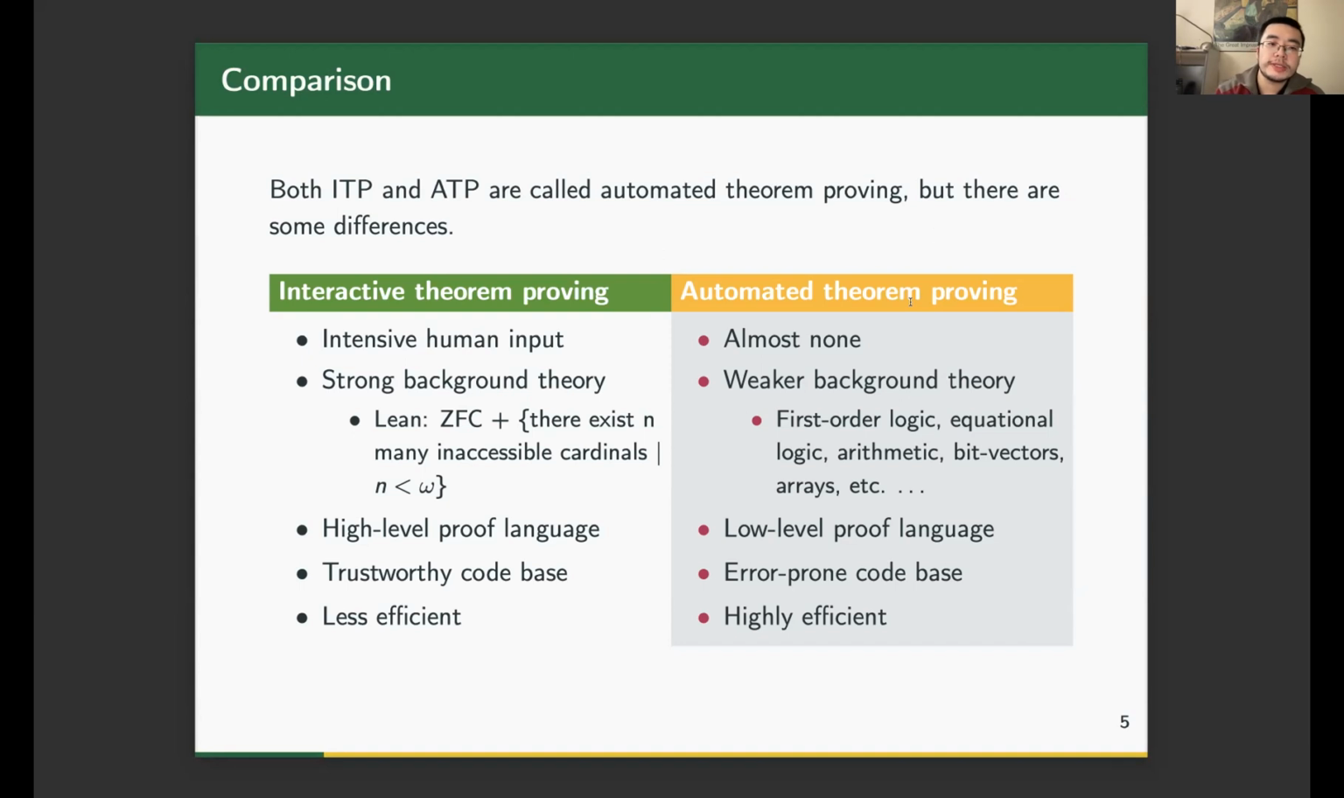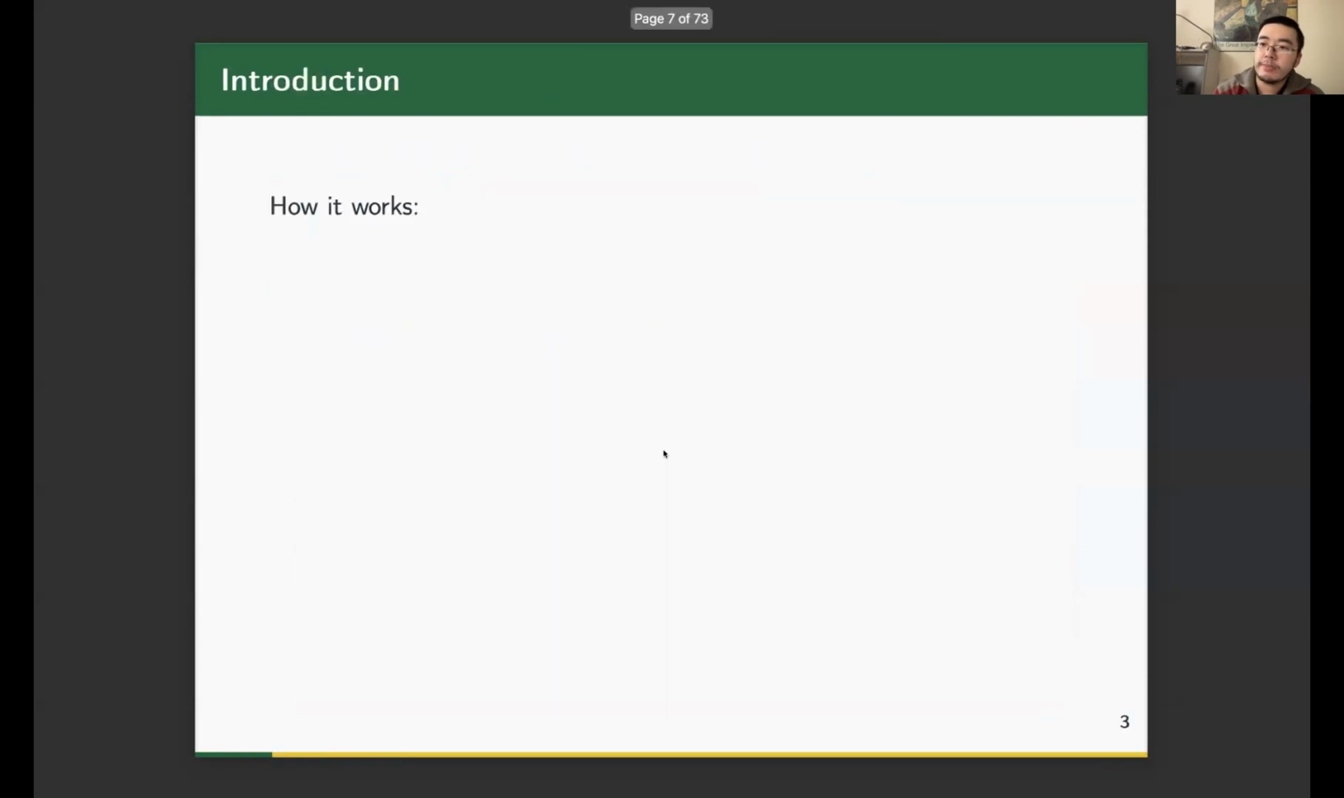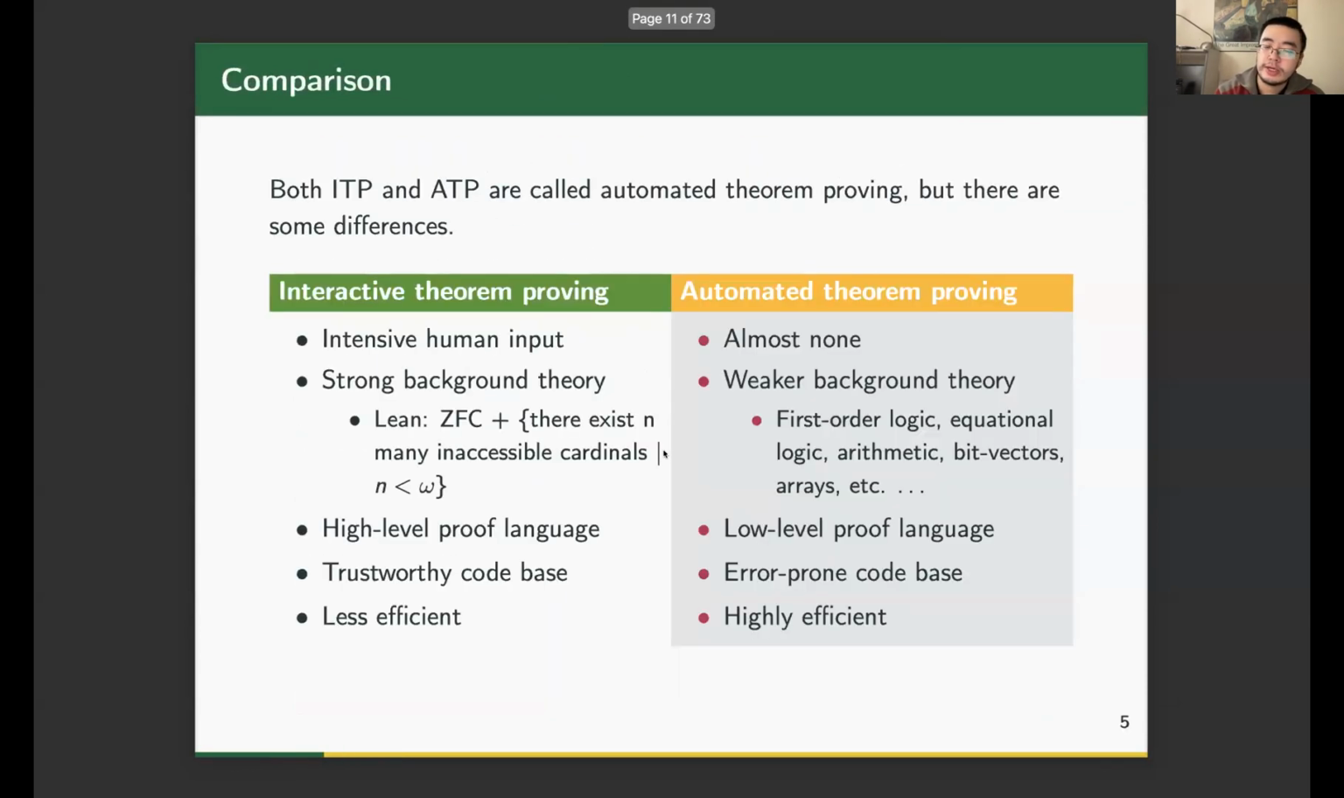So the third point is that in interactive theorem proving, we have this kind of high-level proof language, just as what we saw here. You can see that there are keywords, there are relatively readable proof scripts. But in automated theorem proving, it's not the case. You will usually see a bunch of unreadable, unparsable logical formulas.